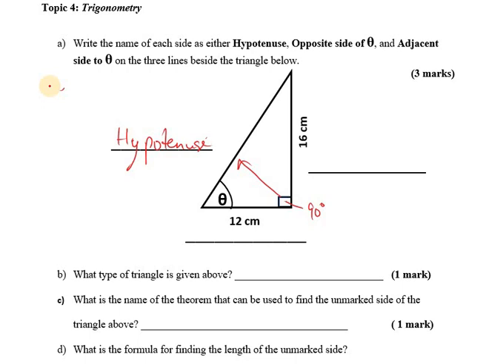The other two angles must be less than 90 degrees, by the way, because the three angles in a triangle add up to 180. And if one angle is already 90, then the other two must have a sum of what? 90, because 90 plus 90 is 180. That makes this angle here an acute angle, meaning less than 90 degrees.